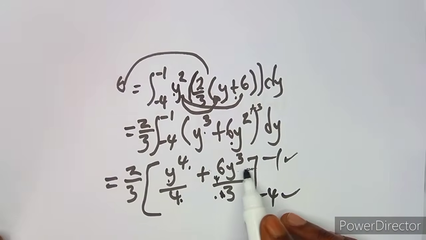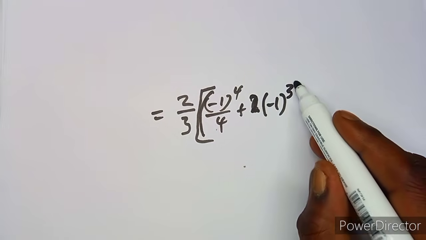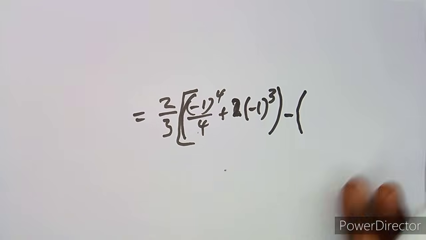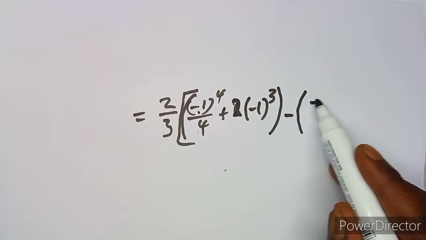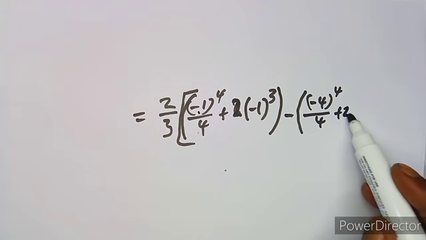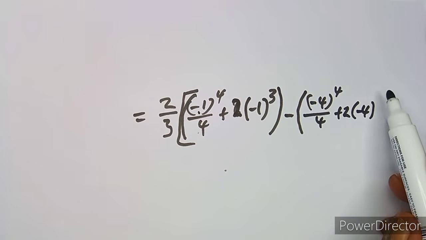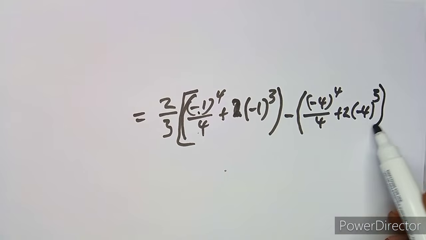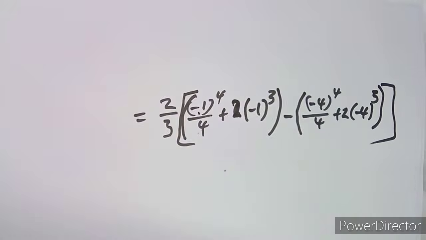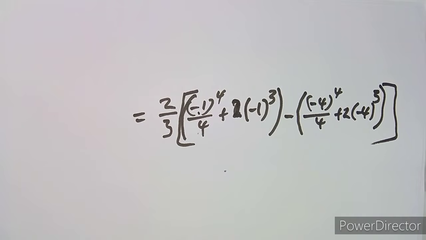But this time it is to the exponent of what? To the exponent of 3, isn't it? Yes, that's to the exponent of 3. Then we subtract the lower limit, which is negative 4. So that's negative 4 to the exponent of 4 over 4 plus 2 into negative 4 to the exponent of 3. Make sure that you close your brackets properly there. And let's see what you're going to have from this calculator now.